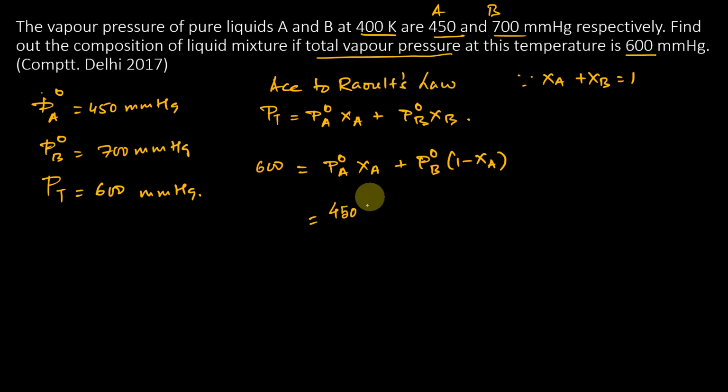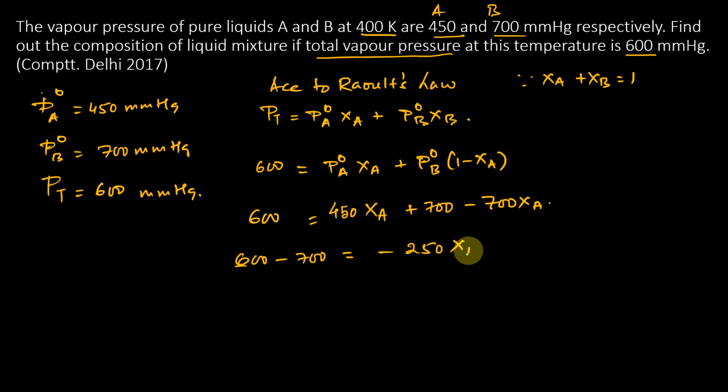450 XA plus P naught B is how much? P naught B is 700 minus 700 XA, 600. Okay, so what will happen? This will become 600 minus 700 is equal to minus 250 XA. So it will become minus 100 is equal to minus 250 XA.